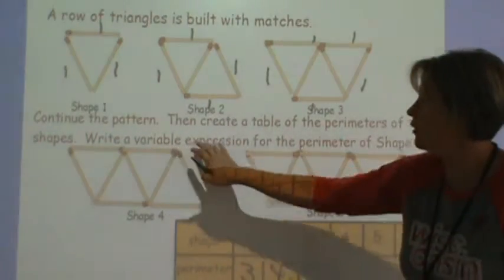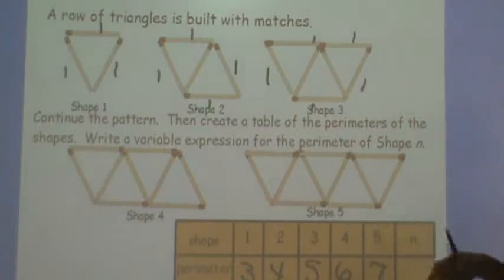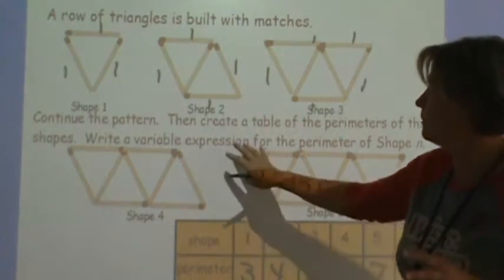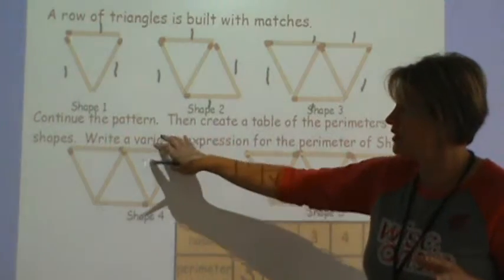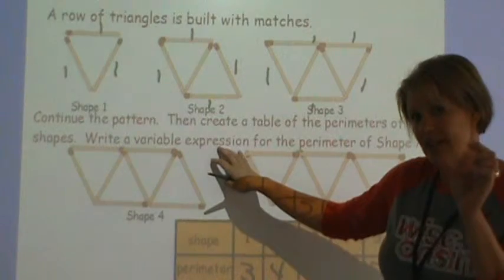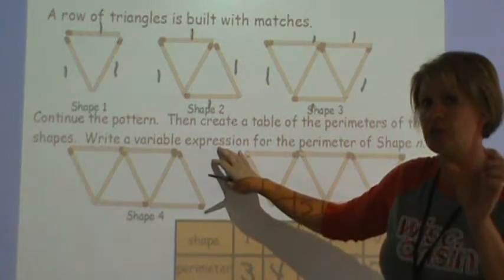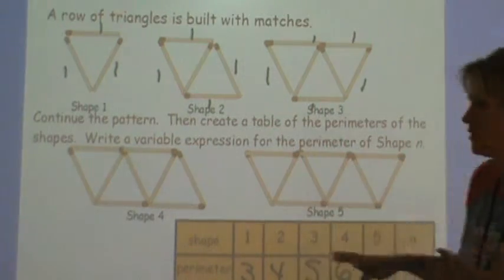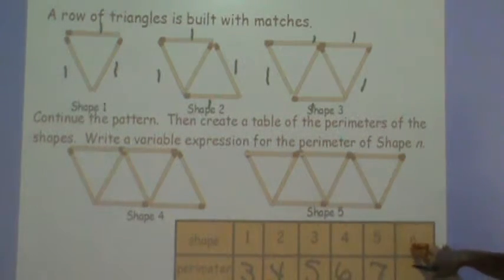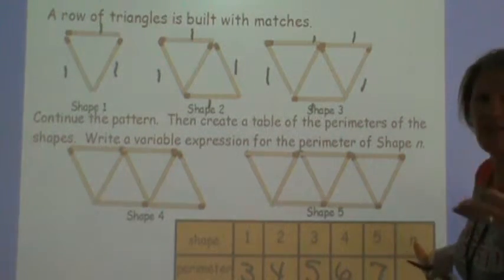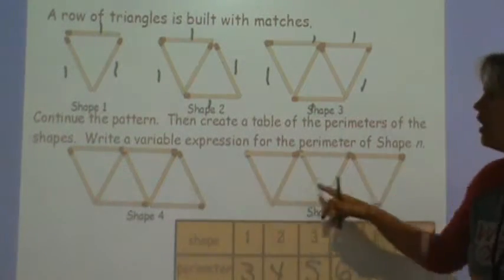Because now we have to write a variable expression for the perimeter of shape n. Remember the book's definition of a variable expression? Remember I said I didn't like it very much, but basically it's an expression that contains a variable. An expression is a mathematical sentence, but it doesn't have an equal sign. An equation has an equal sign. An expression does not. A variable is going to be some unknown, so in this case, it's n. So we have to figure out if n was the 20th shape, or the 100th shape, or the 5,000th shape. I don't want to draw all that out.